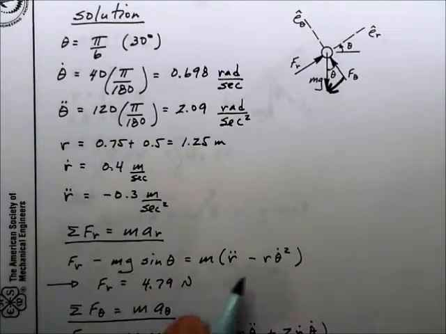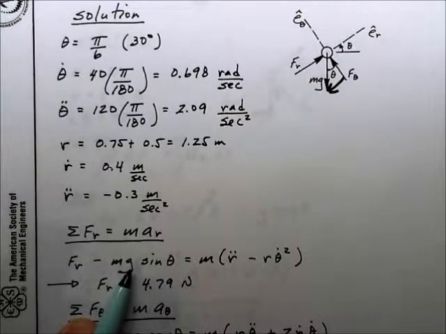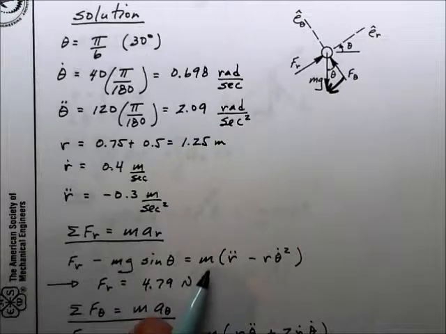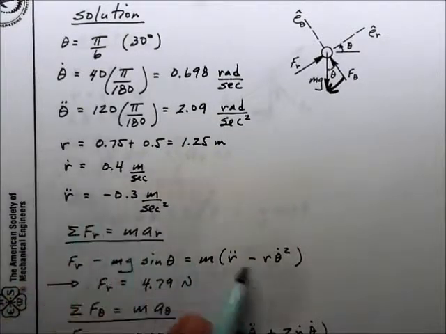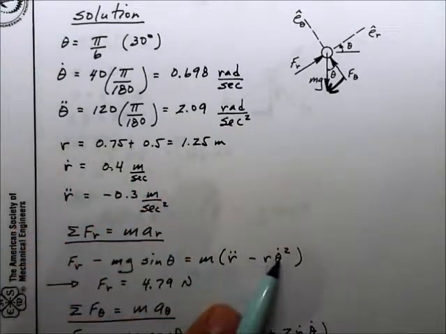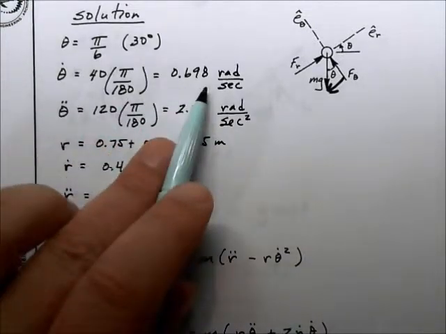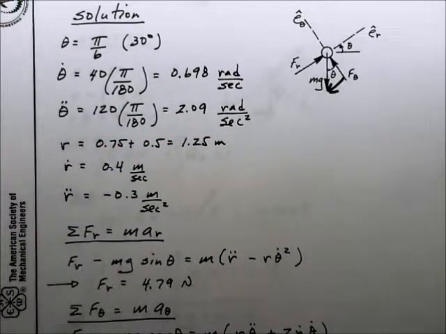And the only unknown in this equation, because we know mg, we know that our angle theta was 30 degrees, and we know r double dot from here, and we know r from here, and we know theta dot because that was given to us, but we converted it to radians per second, is the radial reaction force of 4.79 newtons.